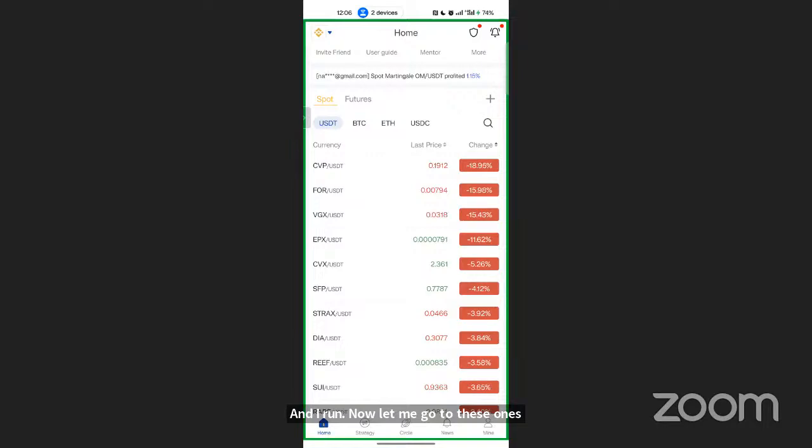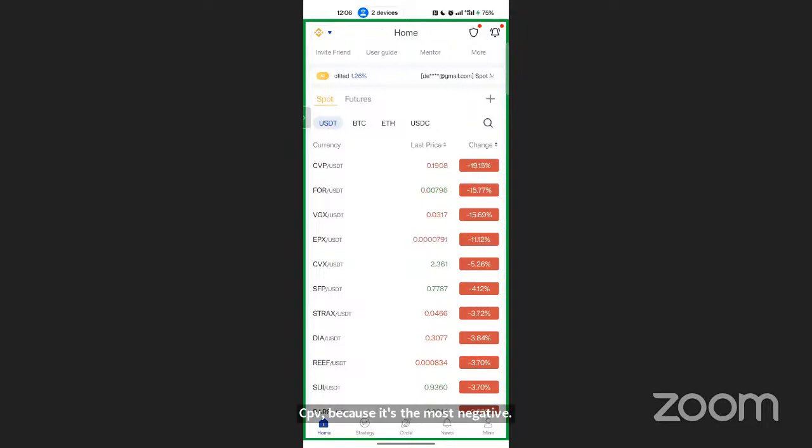Let me go to these ones. Now, the first coin here is CPV. It's going to be delisted. Will I trade? CPV is going to be delisted. Will I trade CPV because it's the most negative here? I save my life.